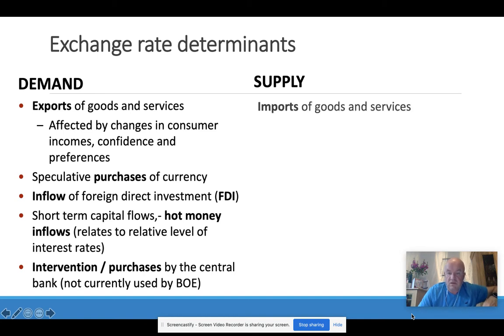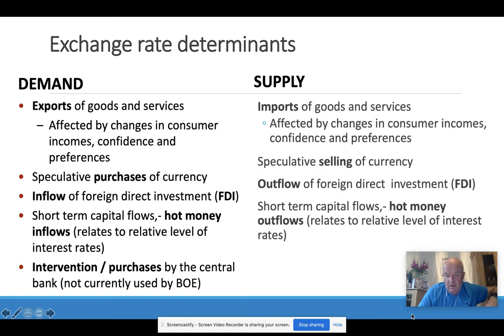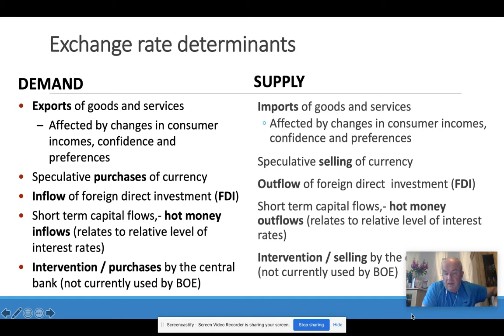Let's take a look at the opposite side of the coin then. In this instance, we've got import of goods and services. If we've got higher levels of imports, that clearly is going to have an effect on the amount of pounds that we are selling, i.e. we're using our pounds to buy the currency that we need to convert our pounds into in order to buy imports from that particular country.